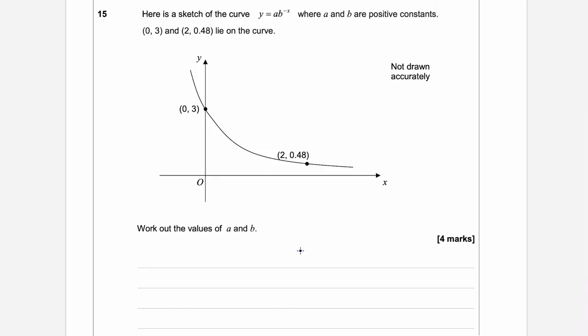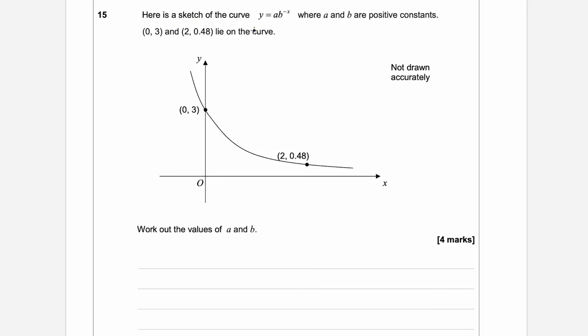Question 15. Here's a sketch of the curve y equals ab to the minus x. We're given 2 points. Work out the values of a and b. So we're just going to sub the 2 points into the curve, this is x and y, and this is x and y. We'll start off with this one: 3 equals ab to the power of minus 0, which is just 0. Therefore, a equals 3, because b to the power of 0 is 1.